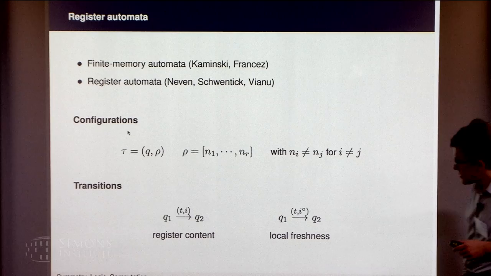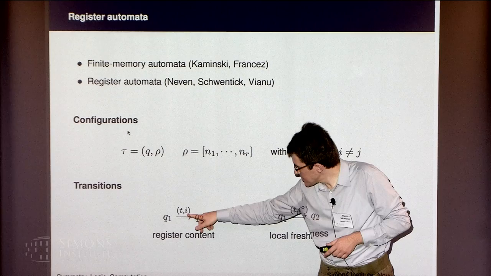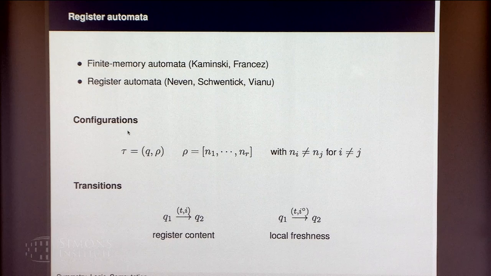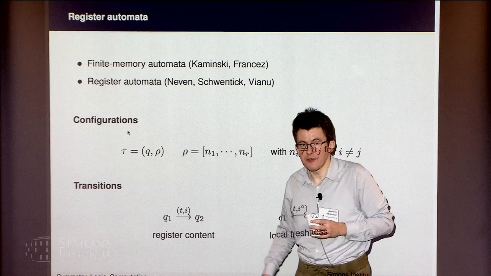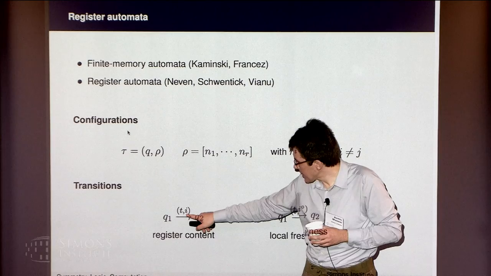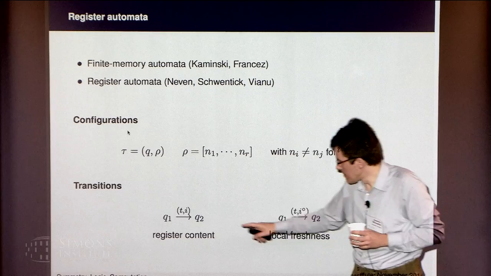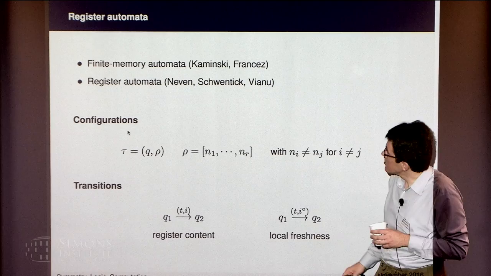So the transitions are of the following shapes. We can play a name that is already in a register. By the way, the letters that are being read by these automata are pairs. The first component is a tag taken from a finite alphabet, some kind of finite template, and the second element is a name drawn from the infinite alphabet. Languages based on letters of this kind are called data languages. So in register automata, we can have transitions that play names that are already in registers.